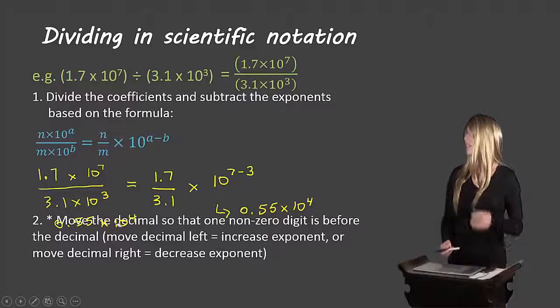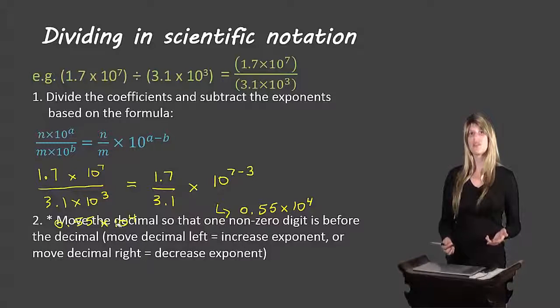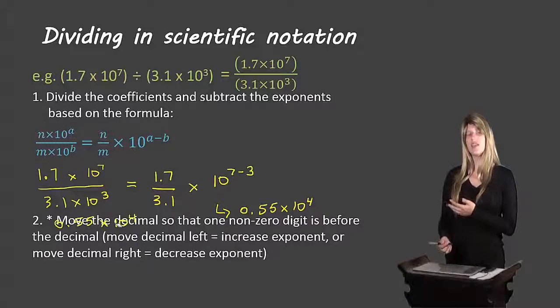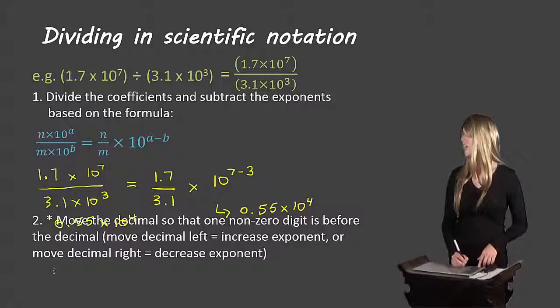Well, our last step is going to be moving the decimal so that there's one non-zero digit in front of the decimal. Again, this is an optional step depending on the number you end up with. We have 0.55 times 10 to the 4. There's a 0 in front of the decimal. We need to move the decimal to the right one time so that the 5 is in front of the decimal. We're moving the decimal to the right, which means we decrease the exponent, and we're moving it one time, so we're going to decrease the exponent by 1. So we'll end up with 5.5 times 10 to the power of 3.